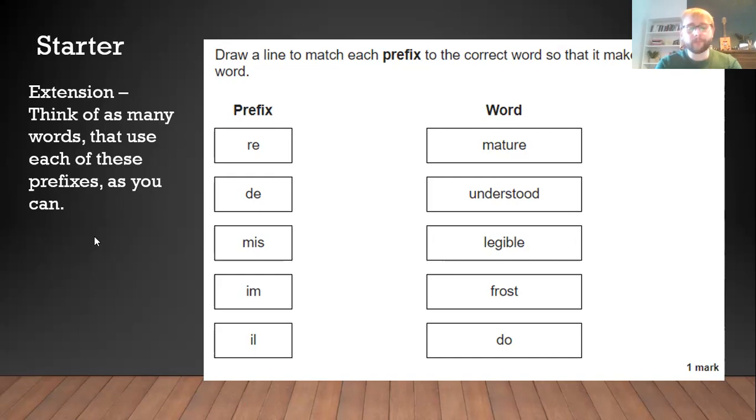Normally I do. Anyway, pause the video now, have a go at that extension, see how you get on. We look forward to seeing those. When you've done that, start the video up again. We'll recap yesterday's lesson and then we'll get on with today's learning. Speak to you in a second.